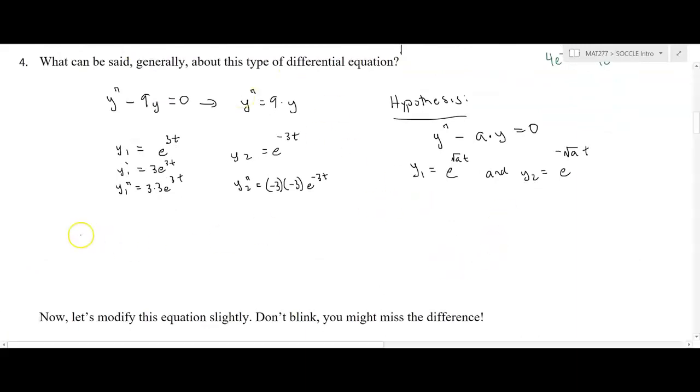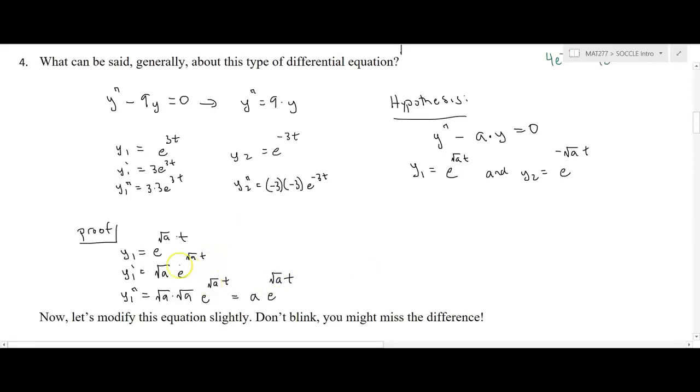And let's just make a quick proof here. Well, if in fact these are solutions, that means y1 equals e to the square root of a times t. Its first derivative would bring that first instance of the square root of a down. So square root of a, e to the square root of a t. And then the second derivative would bring the square root of a down again, and you'd have square root of a times square root of a, e to the square root of a times t. Now that's going to give us square root of a times square root of a is just a, e to the square root of a times t.